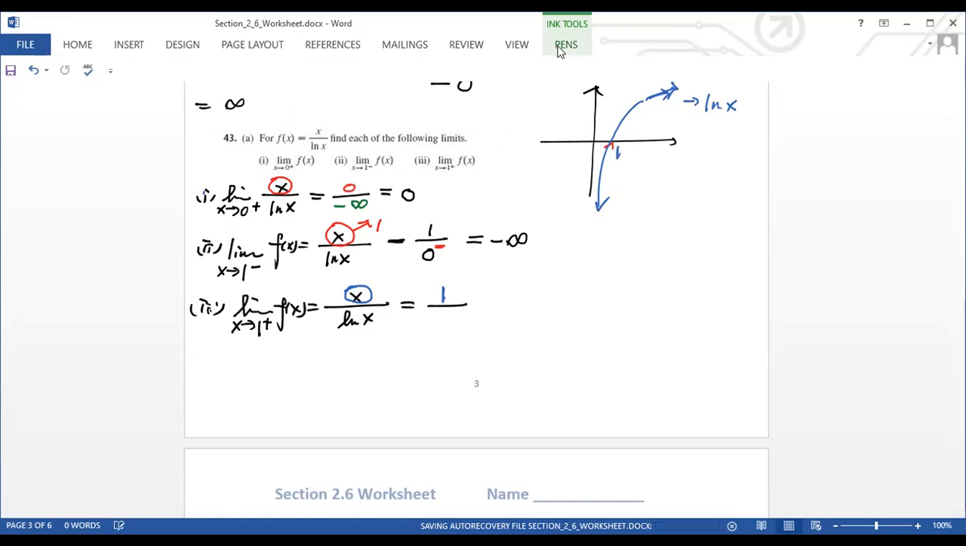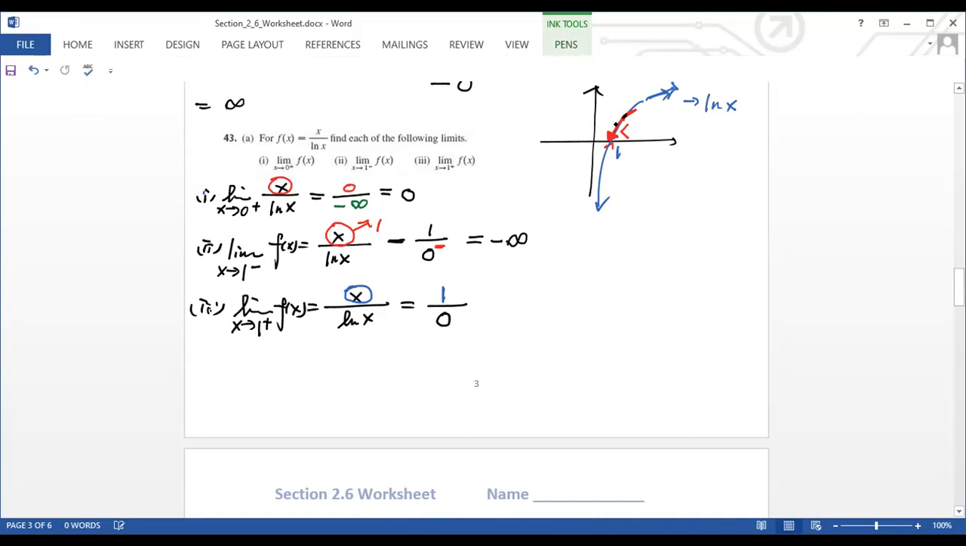And right now, let's approach 1 from the right-hand side. So I'm approaching from this side, right? If you approach from this side, then you trace your curve. That means your curve is going to go this way, right? So you trace your curve, and it goes close to 0. So you're going to reach 0.